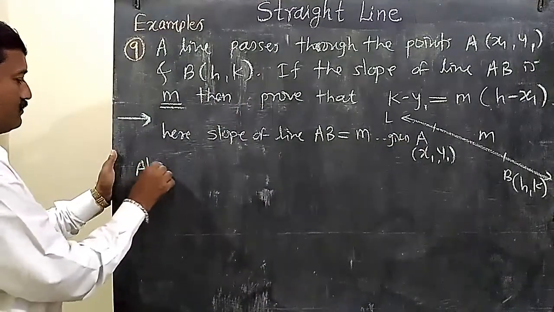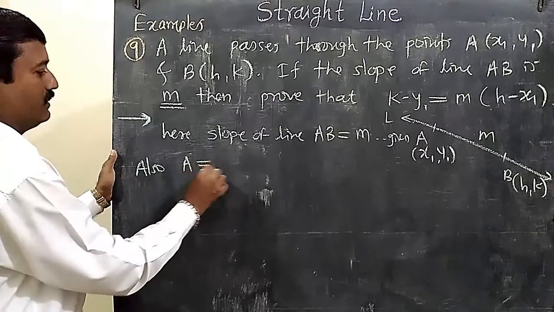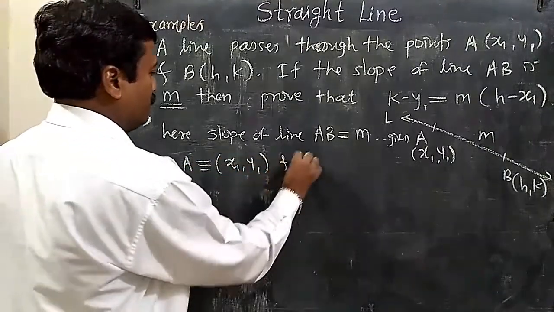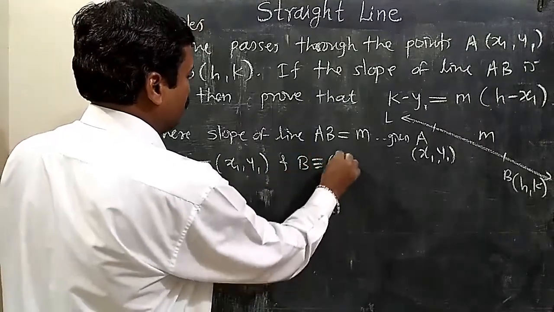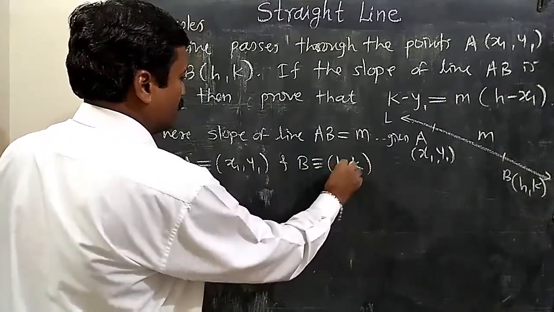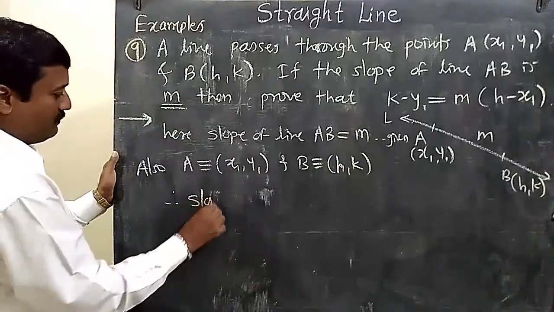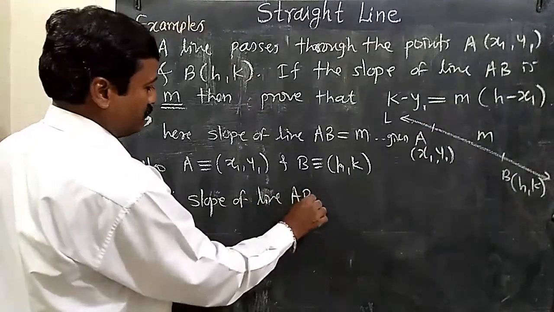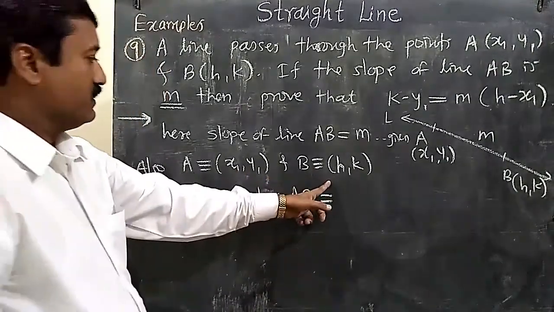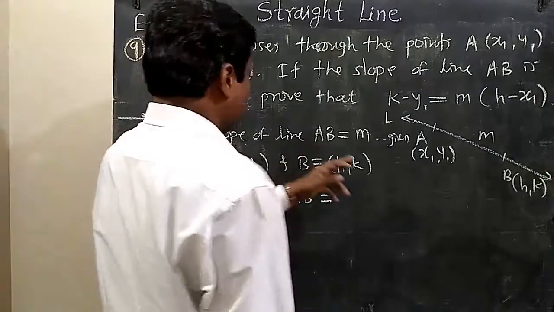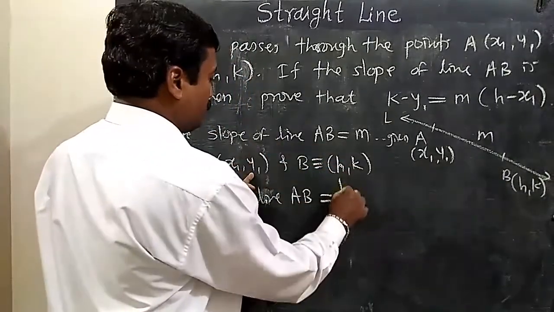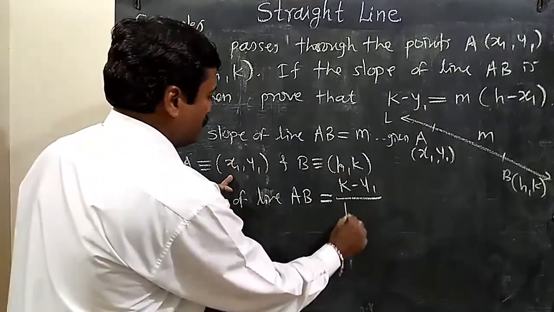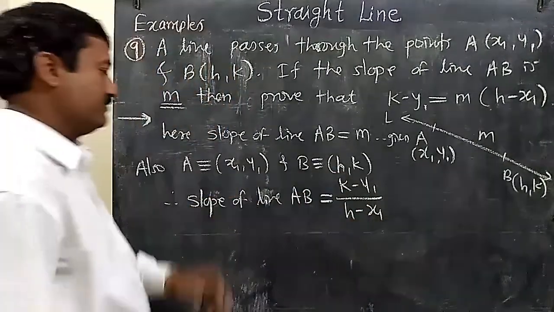Also A is (x1, y1) and B is (h, k). Therefore slope of line AB from these 2 points is nothing but difference in y coordinates, that is k minus y1, upon difference in x coordinates, that is h minus x1.